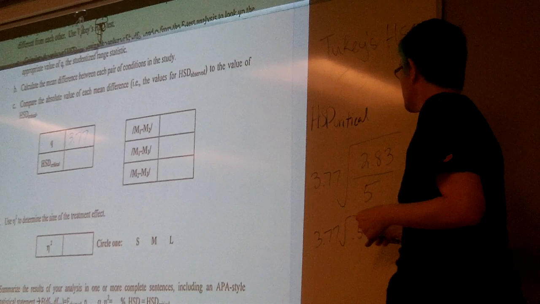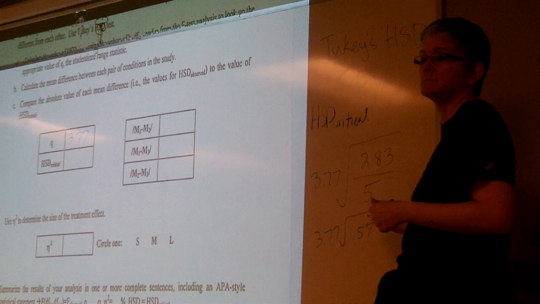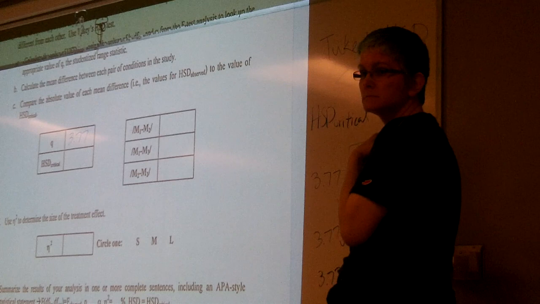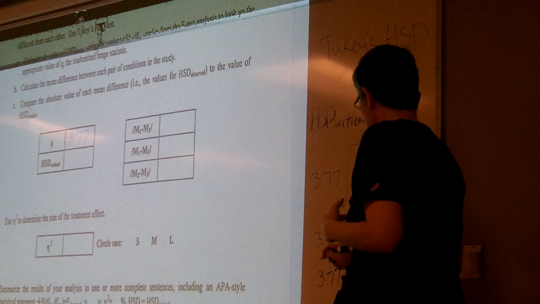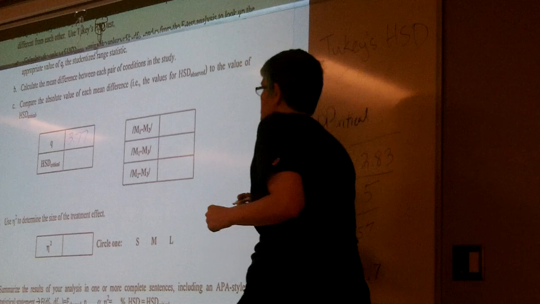So if I take the square root of 0.57, what do I get? 0.75. Are you okay with 0.75? Okay. So then I have to take 3.77 times 0.75. What do I get? 2.83.